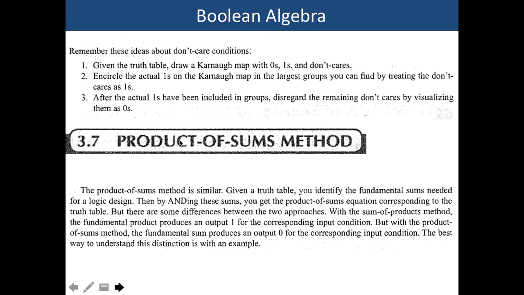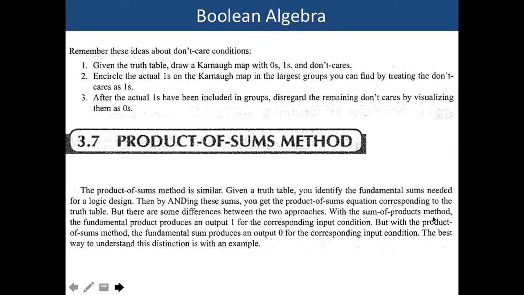Now the product of sum. We learned the sum of the product; now the product of sum. The product of sum method is similar to sum of the product. Given a truth table, you identify the fundamental sums needed for logic design. Then by ANDing these sums, like A plus B plus C, you get the product of sum equation corresponding to the truth table. There are differences.